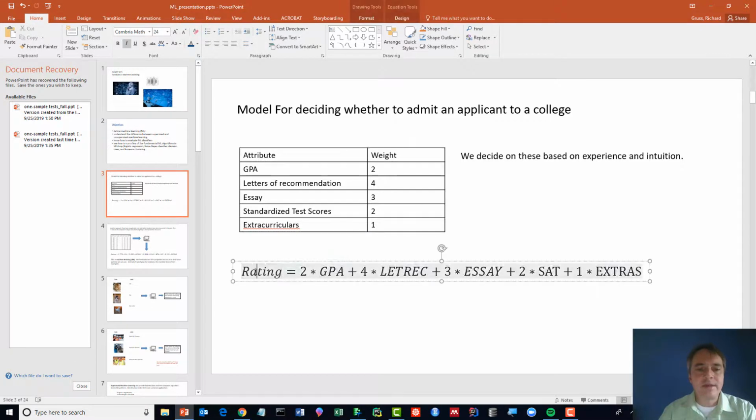And so we assign a rating, which could be this weighted sum. So we have some kind of rating. We don't know what that scale is going to be because these are all at different levels of scale. But we'll just do a weighted sum where we're doing 2 times the GPA plus 4 times maybe the quality of the letters of recommendation, 3 times the essay, 2 times the essay, plus 1 times the extracurricular. Okay, so this is how you would put together a typical ratings model.